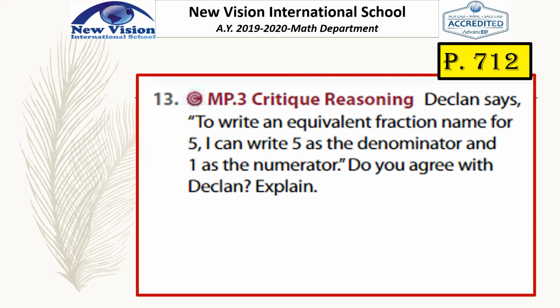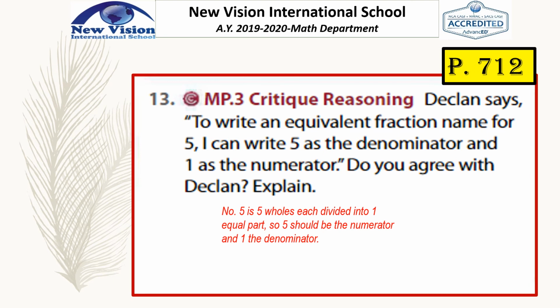Okay, now let's see if you agreed or you disagreed with Declan. Right, so the answer is no. 5 is 5 wholes, each divided into 1 equal part. So 5 should be the numerator and 1 the denominator, not the other way around. Do you agree? Okay, good job.